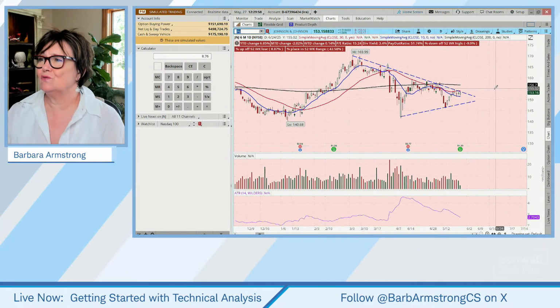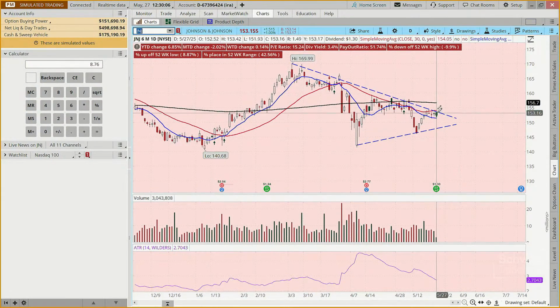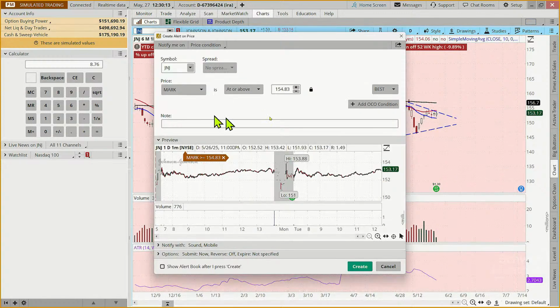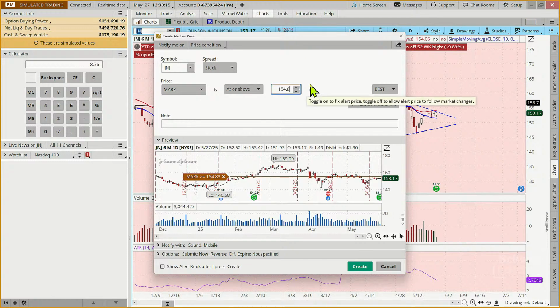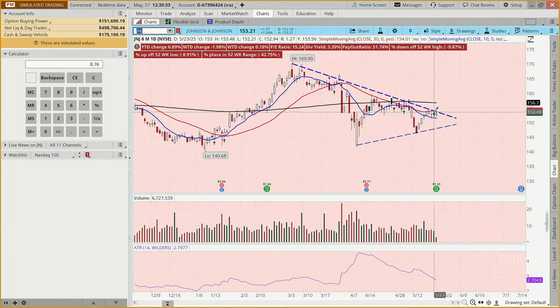And so what might someone do? Well, you could place a conditional order, or you could just say, hey, if this goes above 154, let me know. So again, that's right click, create an alert. If it comes above 154, you could just say place a trade. It's just a note from you to you, place an example trade. I mean, that's what we're doing in this class. But it's not a note that anybody else is going to see or curate. But now we'll get a notice. Okay. How about Google?